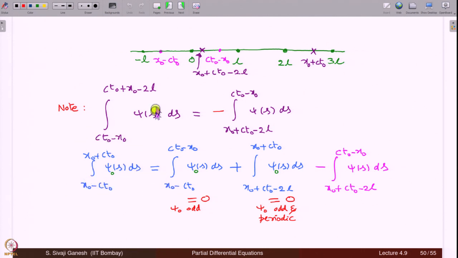that I am writing as between x naught minus ct naught to ct naught minus x naught, that is from here to here and again from here to here, and this piece is repeated, so I subtract. But this piece is 0 because this is an odd function and this is a symmetric interval around 0, so this is 0. Here it is odd as well as periodic, therefore this is an integral on a length 2L interval, so it will be 0. So what remains is just this. In other words, what we have is precisely the D'Alembert form.